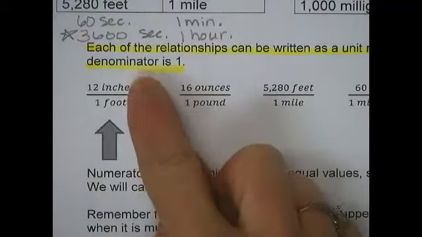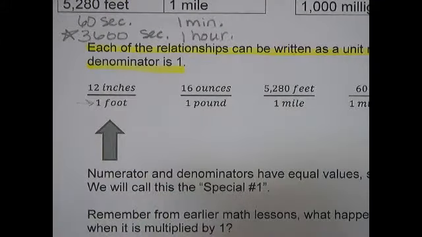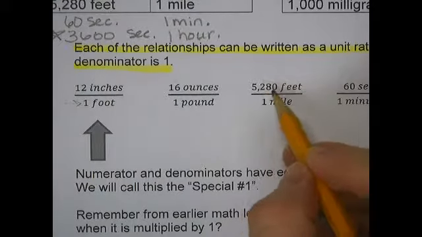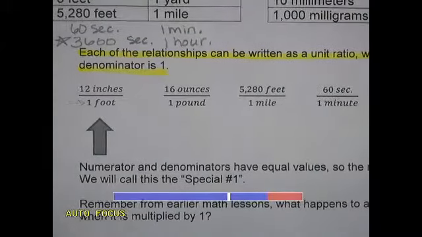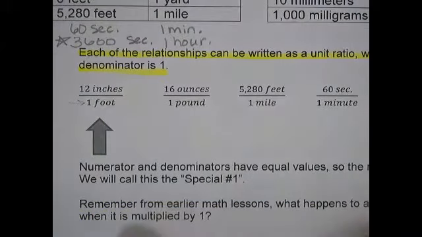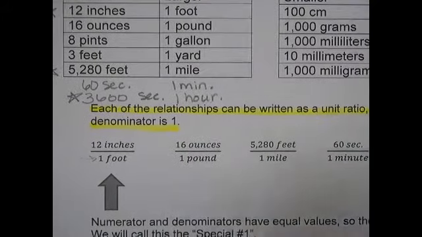So if you take a look at this, hopefully this doesn't blow your mind. It's not real difficult. 12 inches over 1 foot. It's a unit ratio because the denominator is 1. 16 ounces over 1 pound. 5,280 feet over 1 mile. And 60 seconds over 1 minute. These are all unit ratios.